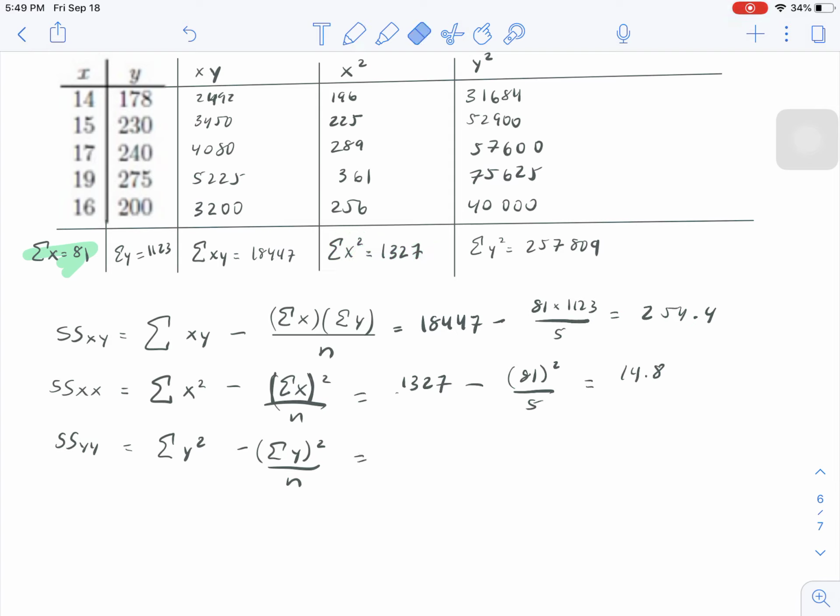Okay, lastly, take my y squareds, the sum of the y squareds, which is 257,809. Subtract the sum of the y's and square those. Divide by 5. If you do that, you should get 5583.2.